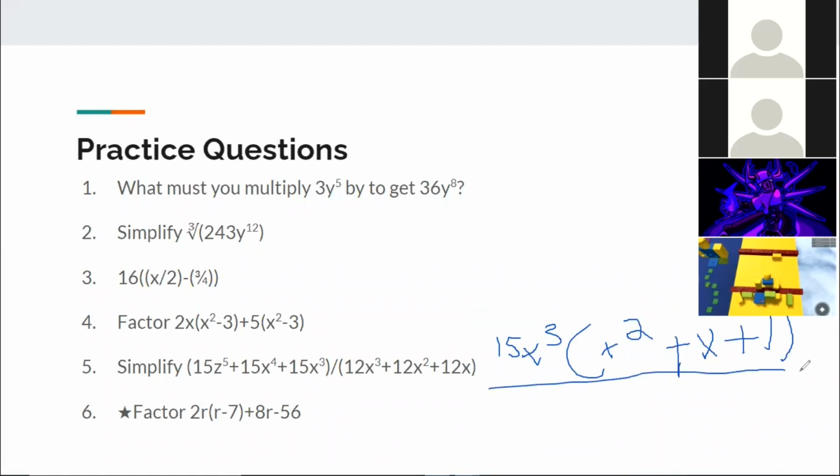And you're dividing that by this. And the greatest common factor of the bottom part is 12x. You could take out a 12x. And when you take out a 12x, this becomes x squared plus x plus 1.